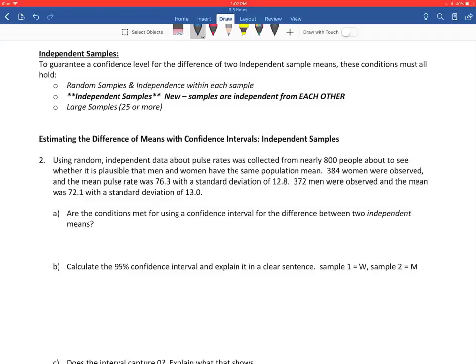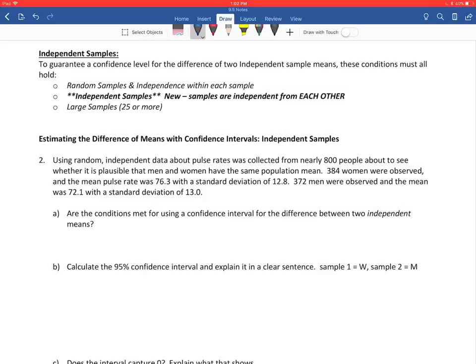Okay, so we're going to do 2 examples of each type. First we're going to do a couple examples of independent samples. If you are going to have independent samples, you have these 3 conditions that have to hold. You have to have random and independence within each sample. You have to actually have determined that those samples are independent from each other. And you have to have that large sample size.